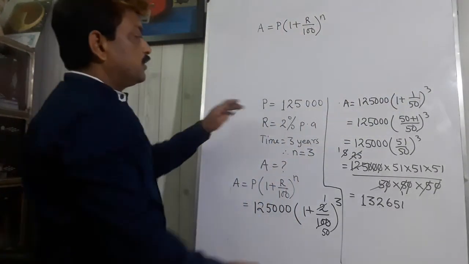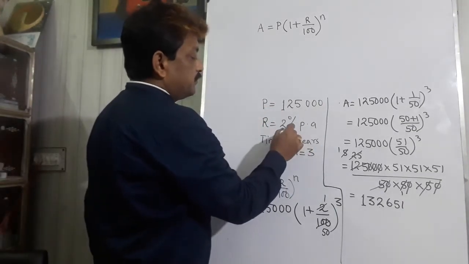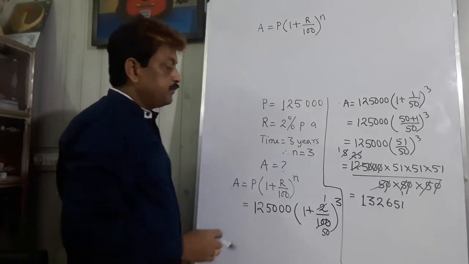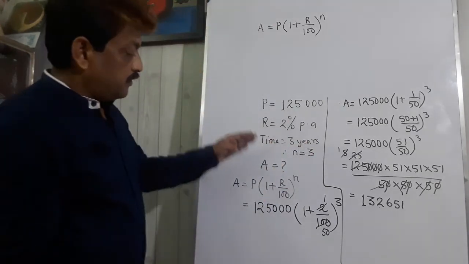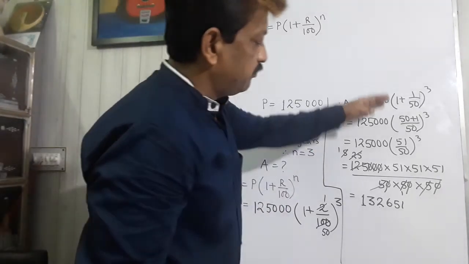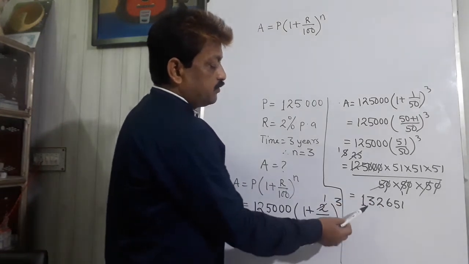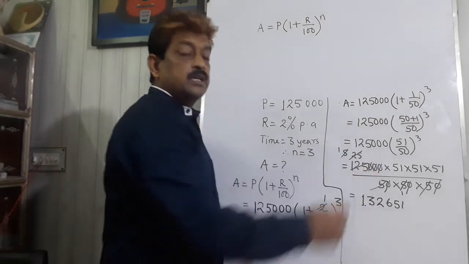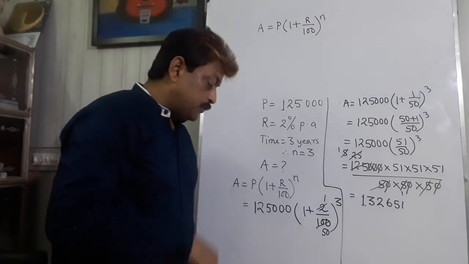The initial population of the town was given 1,25,000. The rate of increase is given 2% per annum and time was given 3 years, that is conversion period is 3. So use the formula, put all the values, substitute, calculate. After calculation we have got that the total population after 3 years will be 1,32,651.